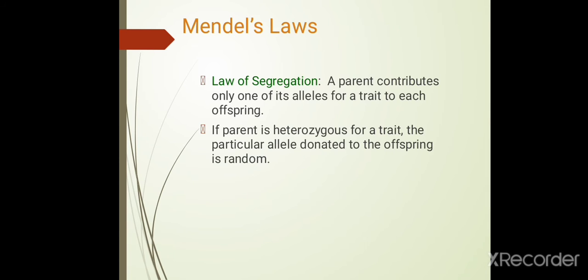Now let's go to Mendel's laws. The first one is the law of segregation. A parent contributes only one of its alleles for a trait to each offspring. If a parent is heterozygous for a trait, the particular allele donated to the offspring is random. It applies to the inheritance of two or more genes simultaneously. That's the law of segregation.